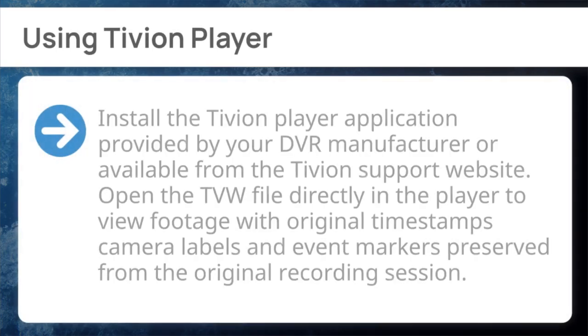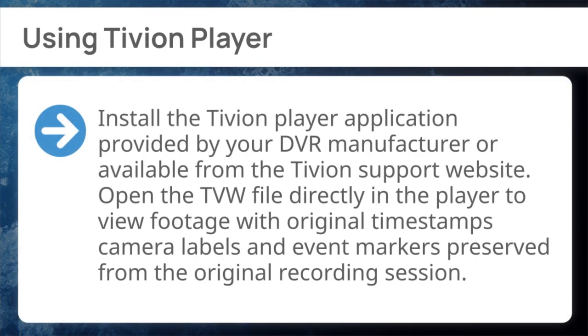First, using Tivion Player. Install the Tivion Player application provided by your DVR manufacturer or available from the Tivion support website. Open the TVW file directly in the player to view footage with original timestamps, camera labels, and event markers preserved from the original recording session.